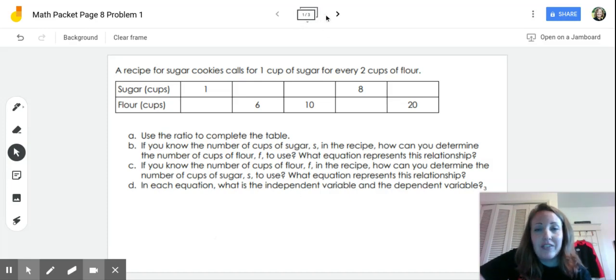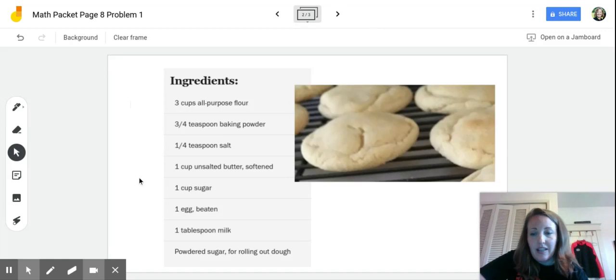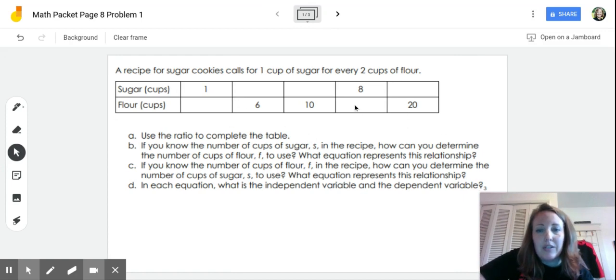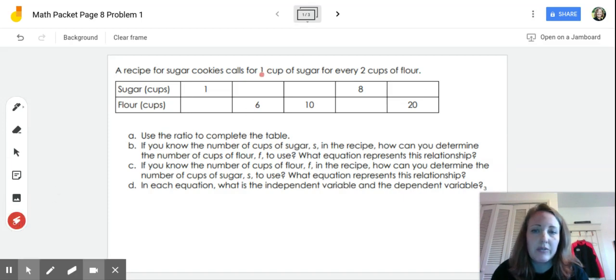This recipe calls for sugar cookies. Now, I looked at different sugar cookie recipes, and all of the recipes I found had a kind of ratio like this. So 1 cup of sugar for 3 cups of flour. And so they were all similar to that, 1 to 3. But this recipe that we're given in our math problem says 1 cup of sugar for every 2 cups of flour. So right here, 1 cup of sugar for every 2 cups of flour. And then it asks us all these questions about it.